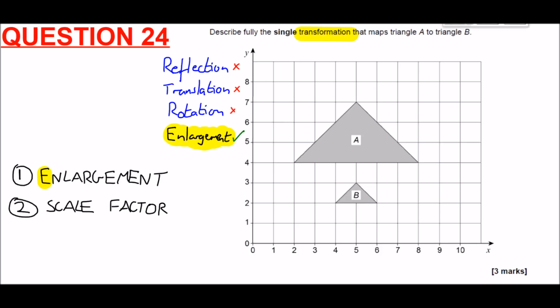So for this one, if we have a look at, for example, the bottom side, the bottom side becomes quite small. The bottom side of the triangle B is only 2 squares along. From one end to the other, it ends up being 2 squares along. Whereas if you compare that to what it was initially, 1, 2, 3, 4, 5, 6, it used to be 6 squares along.